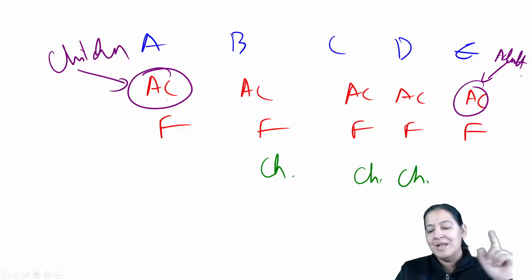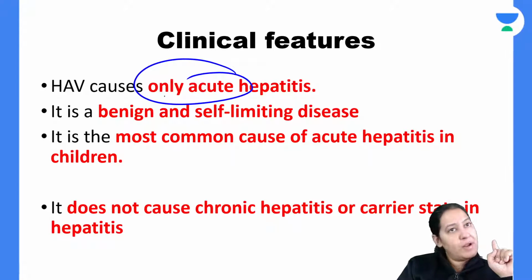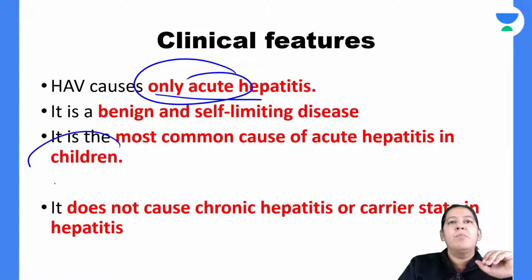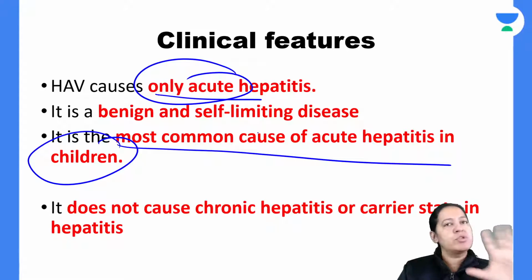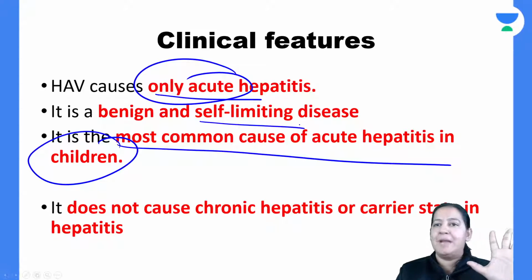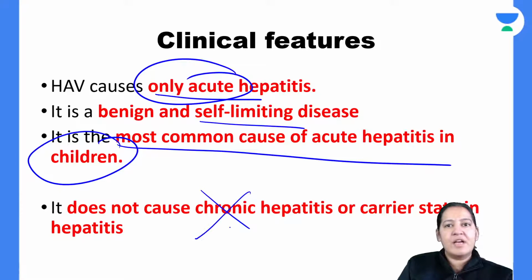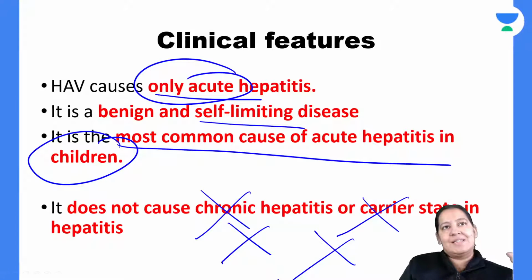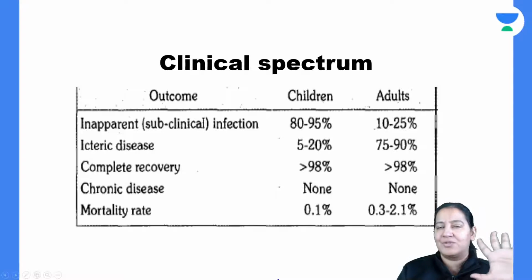Everyone give me a thumbs up. So learn, A is causing only acute, right? Rather, it is the most common cause of acute hepatitis in children. Most of the time, the infection is self-limiting and benign. It does not cause chronic, carrier state, cirrhosis, or HCC. Please understand. You have already understood it.